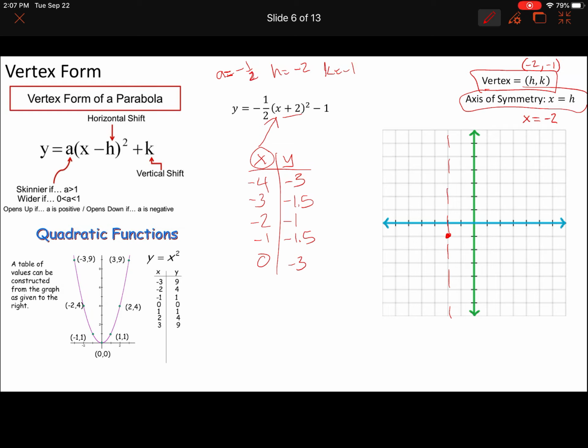So negative 4, negative 3. So we knew this was going to open upside down, and then it's symmetric, so I have that point over there. Negative 3, negative 1.5, so that's kind of in the middle, but that's okay. Symmetric on that side. And then there we go. We can connect it with the curve, because it has to be in the shape of a parabola. No straight lines on these graphs.